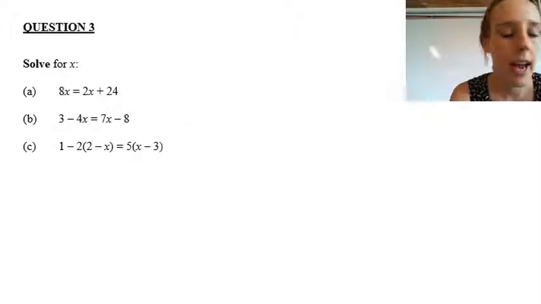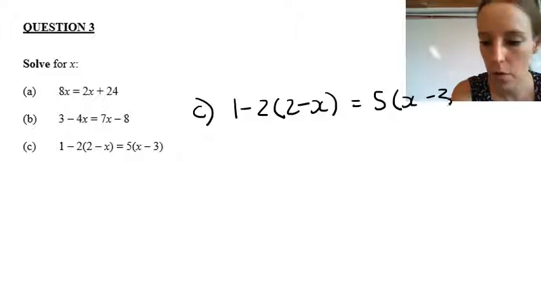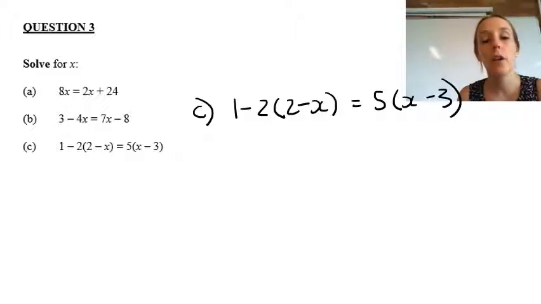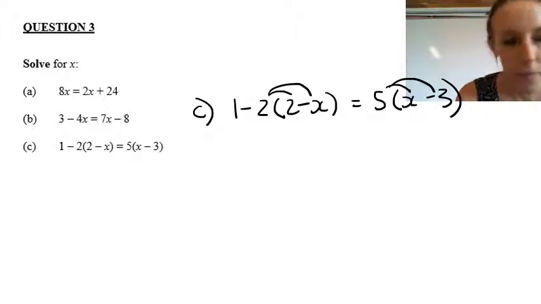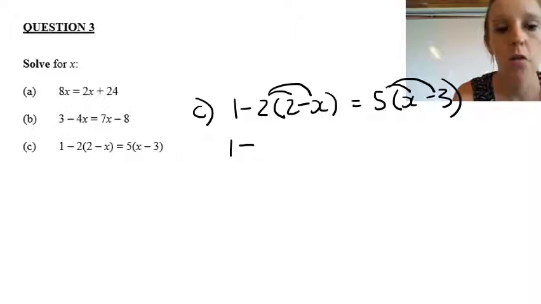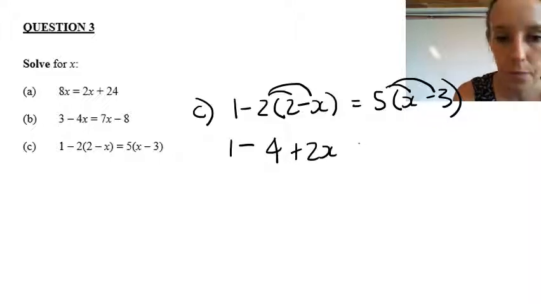Okay, the last one I've got here, C, is 1 take 2 lots of 2 take x equals 5 lots of x take 3. Okay, so to do this one, the first thing you're going to have to do is expand your bracket. So we're getting a little bit of a crossover in our skills here. So it's going to be 1 take 2 times 2 is 4. And because we're taking everything behind that bracket, this is going to turn into a plus 2x.